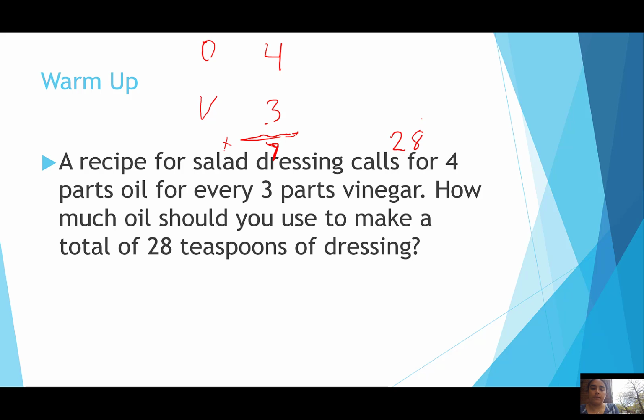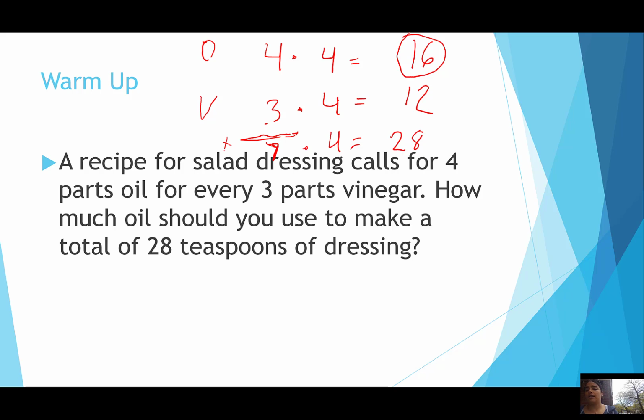I could multiply by 4. So if I do that for every part, I should be able to have an equivalent ratio that's the same. 4 times 4 gives me 16. 3 times 4 gives me 12, and if I check it, I add it up, I get 28. So it says, how much oil should you use to make a total of 28 teaspoons of dressing? You should use 16 teaspoons of oil.